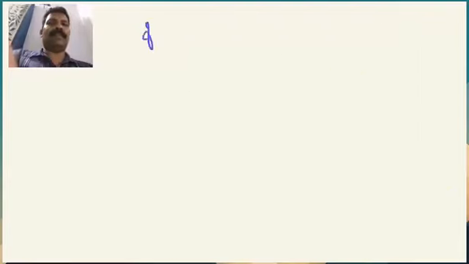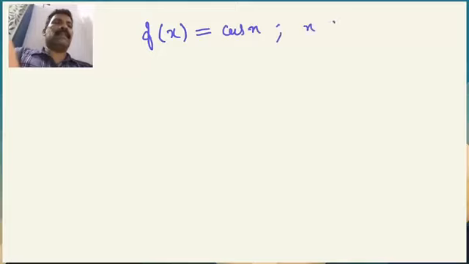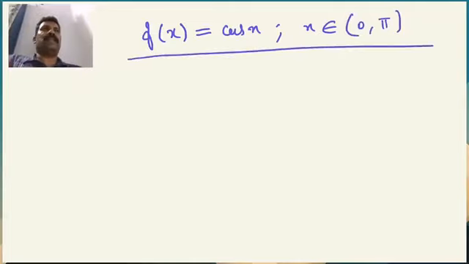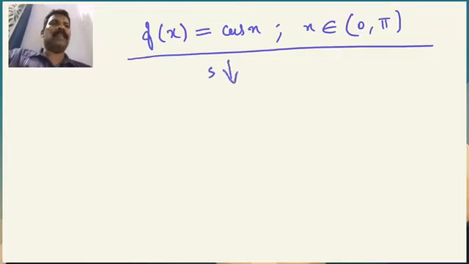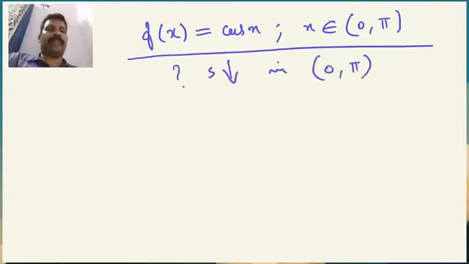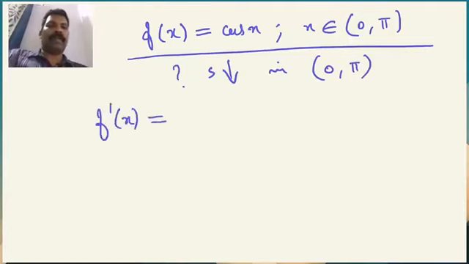Now let us consider the function f given by f of x is equal to cos x, where x is in the interval 0 to pi. We have to see whether this function is strictly decreasing in the given interval, that is 0 to pi. So how to prove it? We have to consider the derivative, as I told you, that is negative sin x.